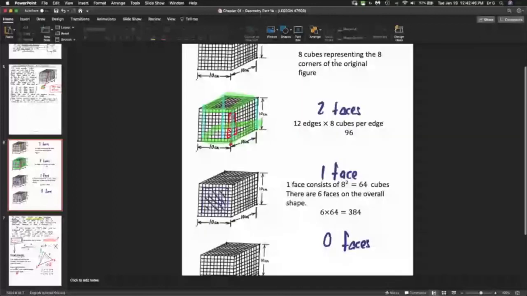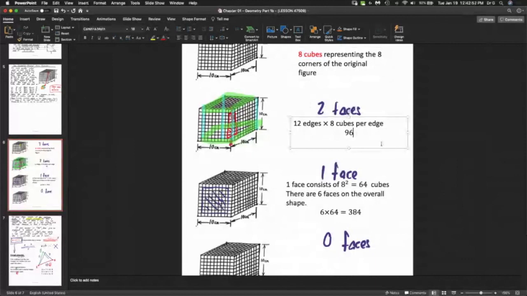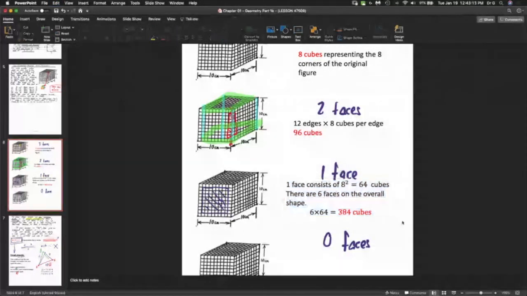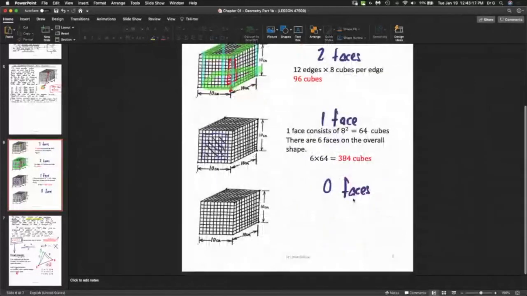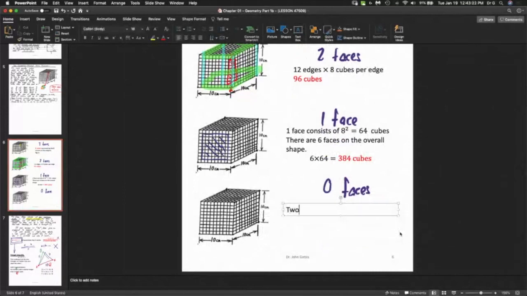So now we have the following. So let's summarize this. We have these answers. We have in red, okay? We have 8, 96, 384. And now we have to do the last one. So how do you do 0 faces? There's 2 ways.